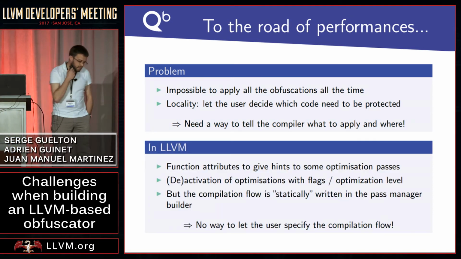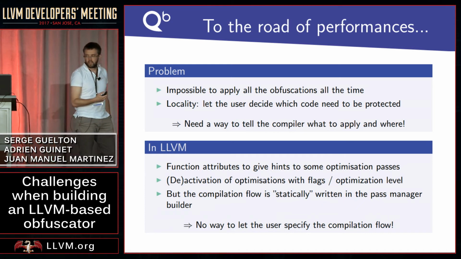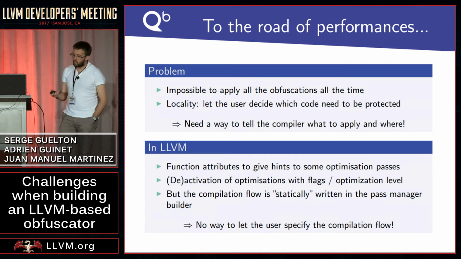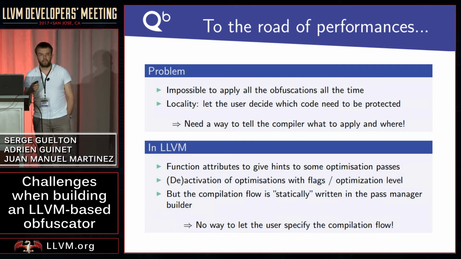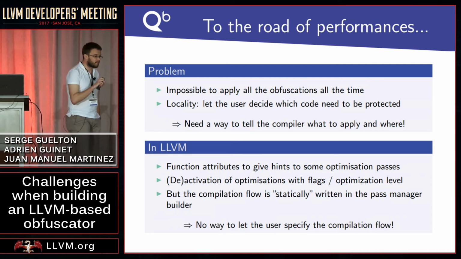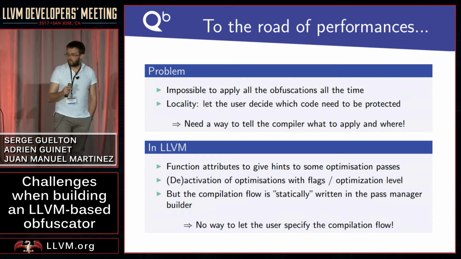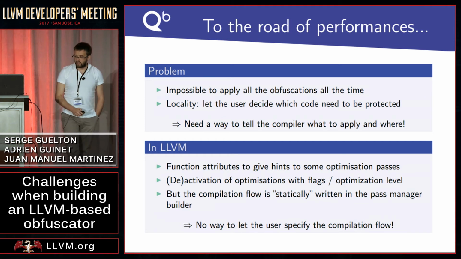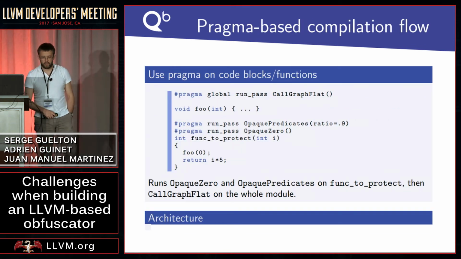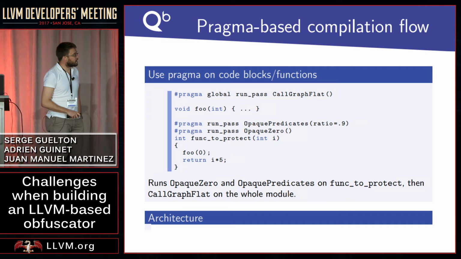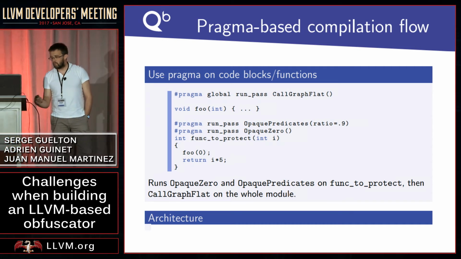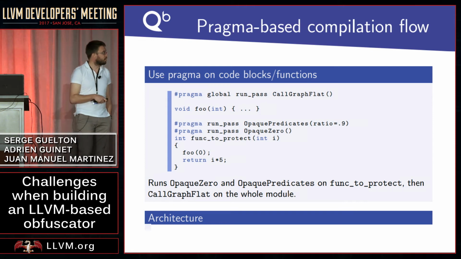So if you look at what exists in LLVM, we have function attributes and metadata that give some hints to passes. We can activate or deactivate optimizations, sorry. But in the end, the compilation flow is statically written. For instance, it's a pass manager builder, and the user has really no way to change that. So what we came up with is a set of pragmas that we can apply to a basic block, to a function, or to a module. And this pragma would say to the compiler, you need to apply this obfuscation to this function with some potential options.